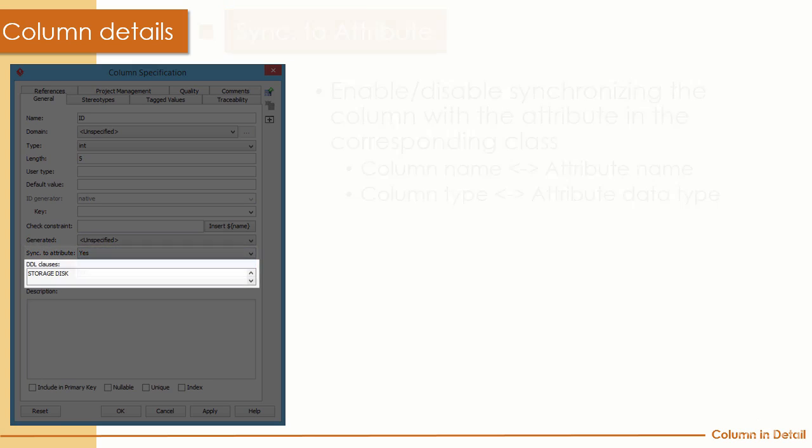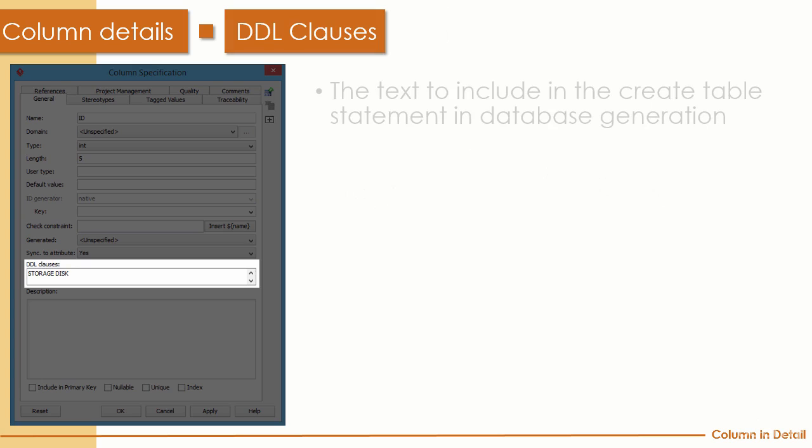And then you see the DDL clause. The DDL clause is a text that you can append to the end of the create table statement. So if you have something very database specific that we don't support in the above properties, then you can append the text, say something like a special constraint only supported in your database, then you can insert it here.